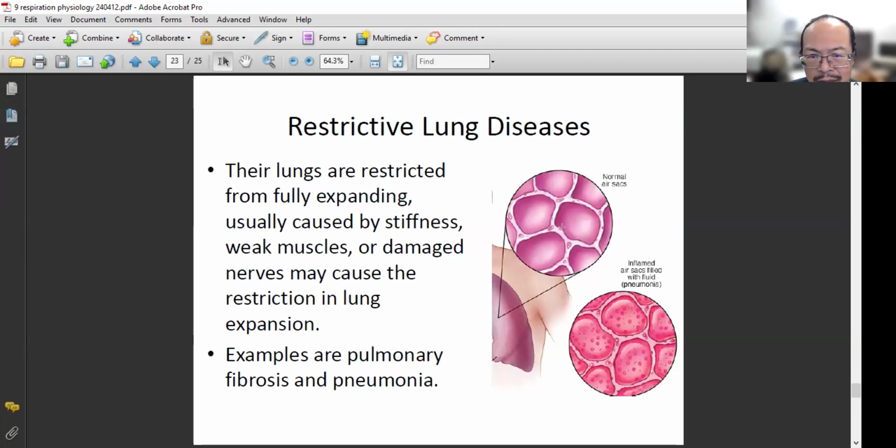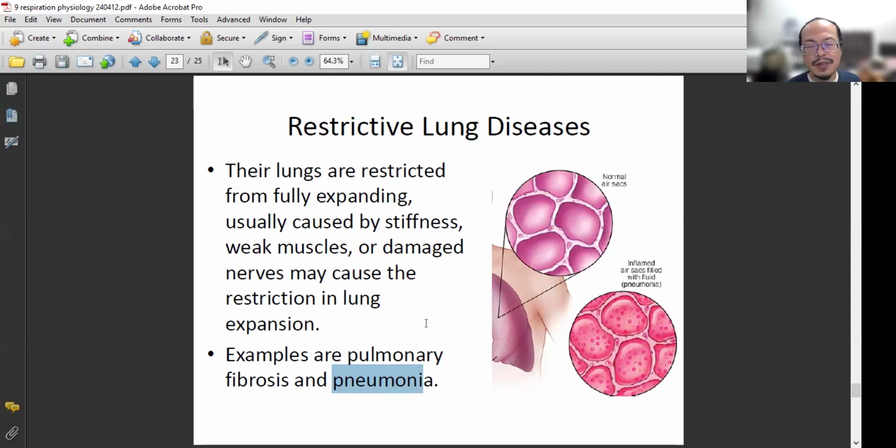Restrictive is when the alveoli become fibrous and the lung cannot expand. It can be caused by pulmonary fibrosis or pneumonia, which is an infection in the alveoli. We can also probably add COVID here. With COVID, if we take an X-ray, you can see the lung becoming very white. Is that fibrosis or accumulation of fluid? So that's these two.